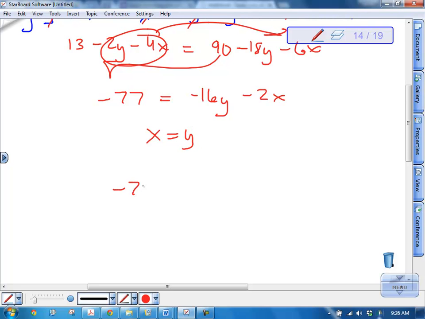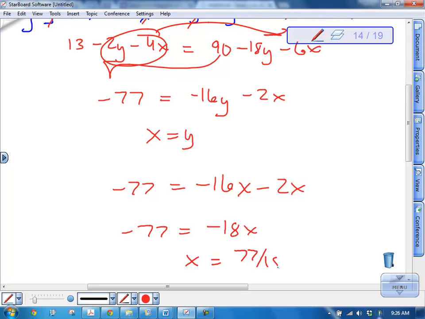So that gives us negative 77 equals negative 16x minus 2x, for example, to put x in for y. So it'd be negative 18x equals negative 77, and our answer then would be x equals 77 over 18, and y has to be the same thing, so that's our answer.